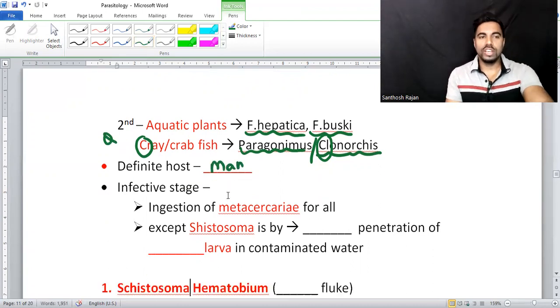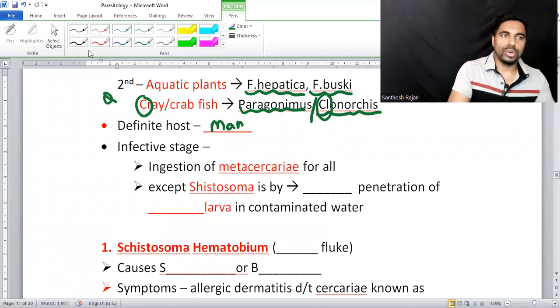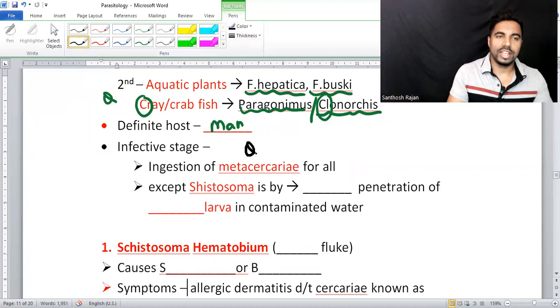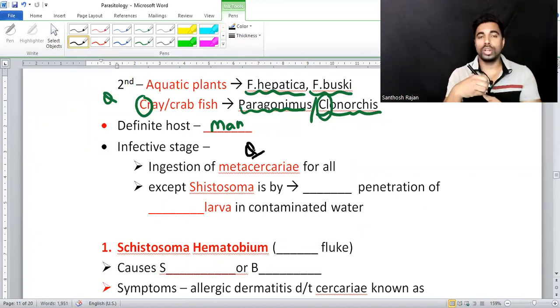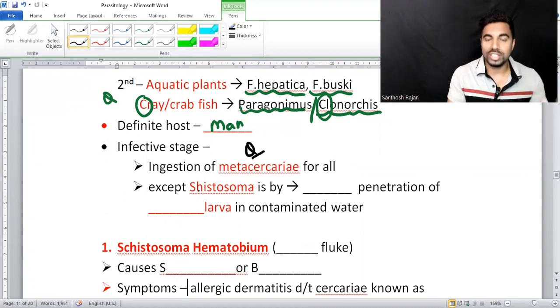So the infective stage is usually the metacercaria. This is the larva, metacercaria. Ingestion of the metacercaria, through the fecal-oral route, is usually the reason for trematode infection. That itself is a question. There is an exception. Who is that exception? Schistosoma. Schistosoma has a lot of exceptions, so please be careful. You have a lot of questions from Schistosoma. That's what I want to stress here.